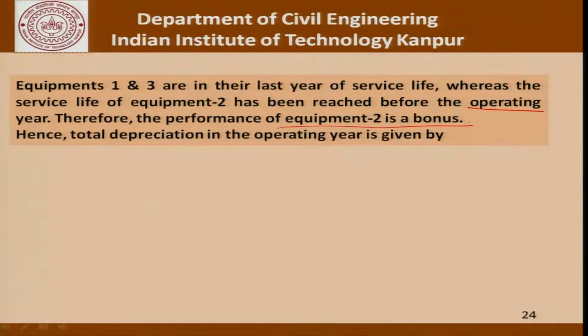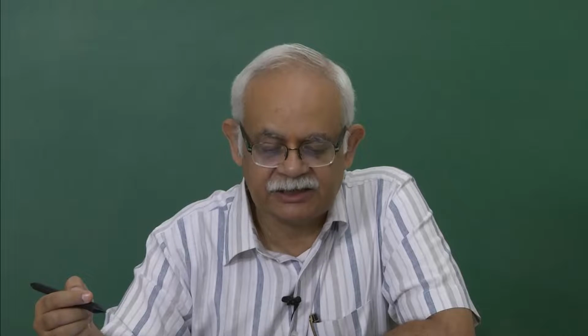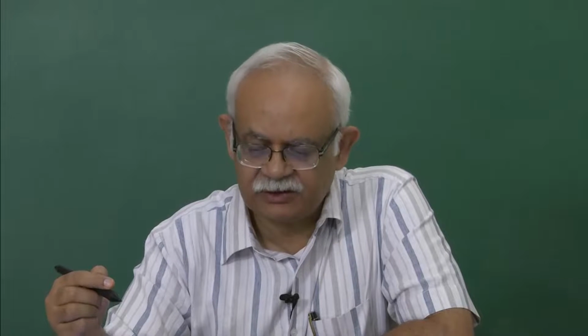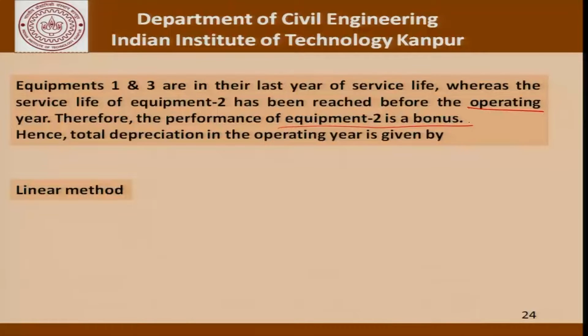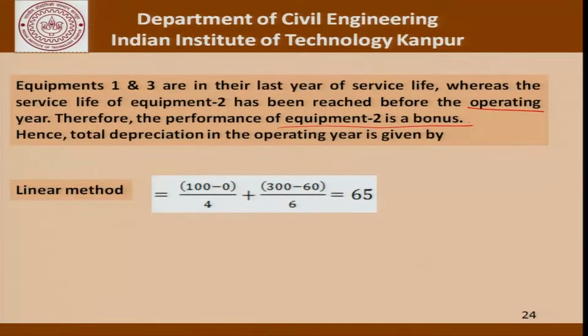This is what we had talked about a minute ago when we said that the equipment may continue to perform beyond its service life, and that performance is a bonus because it does not cause any depreciation expense to that site. So, the total depreciation for this operating year for this site would be, if we use the linear method, (100 minus 0) upon 4 plus (300 minus 60) upon 6, which is 65.